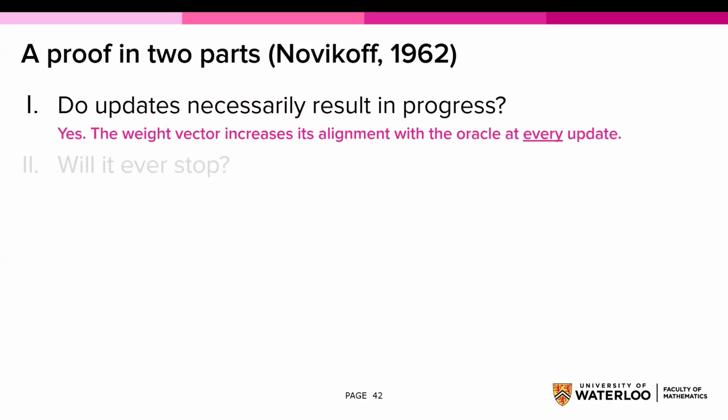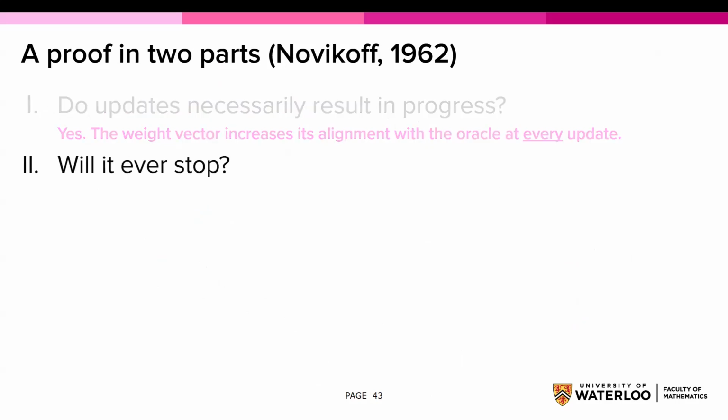So we have a lower bound on the alignment and also the magnitude by update k. But as an engineer, this scares me a bit because it seems that the length of the vector could just blow up and grow to infinity. So will this happen? Will it ever stop? And this is the basis of our next question.